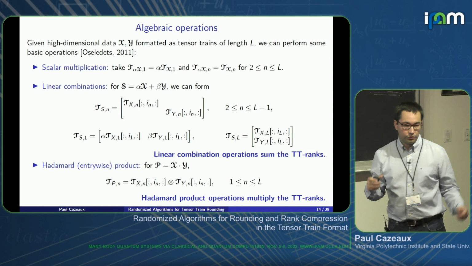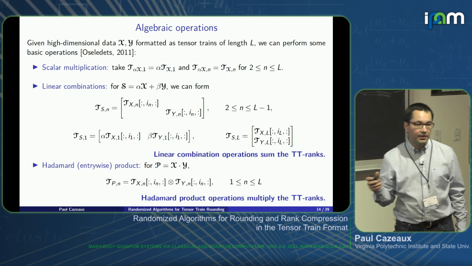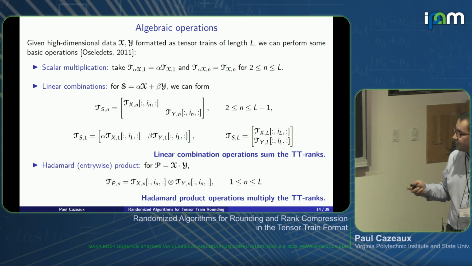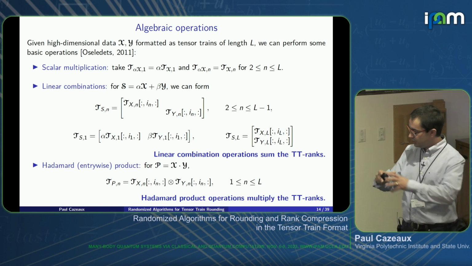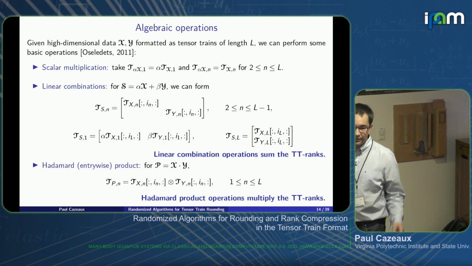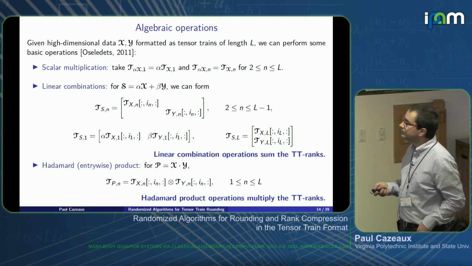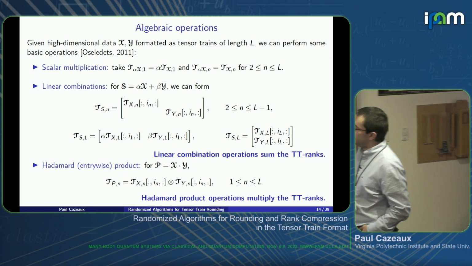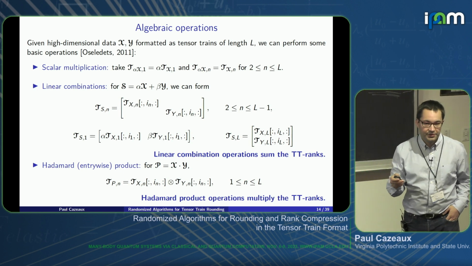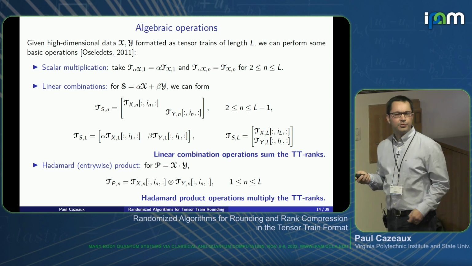Maybe I also want to multiply entry-wise these two tensors x and y. There is also a formula for that. The cores are essentially, we take a Kronecker product of the two cores, and the result is that we are multiplying the ranks of these two objects. So if we keep it up, these linear combinations might actually grow the rank pretty fast. So that's sort of concerning.